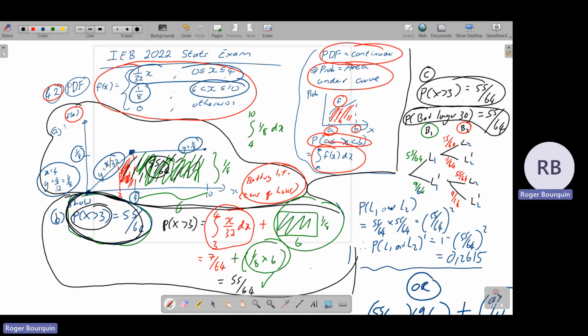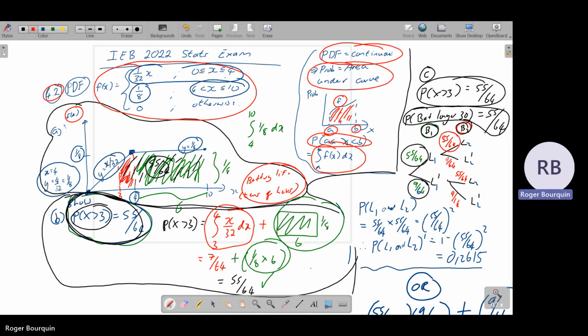64. Okay. Now you've got 2 batteries. Okay, you've got battery 1 and you've got battery 2. You can think of a tree diagram, you don't have to, you can just think about it. So the probability that battery 1 lasts longer than 30 hours is 55 over 64, and that it doesn't is 9 over 64. Okay, the probability that battery 2 lasts, these are independent events, battery 1 has got nothing to do with battery 2, that's why we represented it with the tree diagram. That probability of battery 2 lasting longer than 30 hours is also 55 over 64.